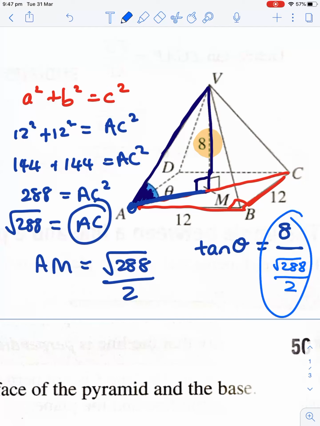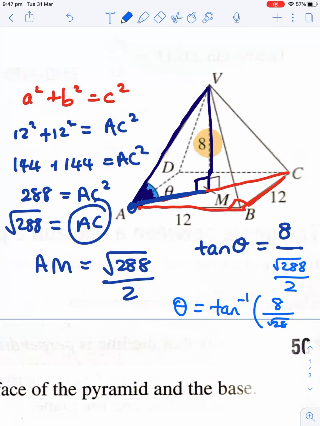We can put that into our calculator. Sorry, we'll leave it like that for now. It's a little bit messy having a fraction within a fraction, but it's still okay. And now to get theta by itself, we have to do inverse tan. So tan minus 1. And inside we're going to put this lovely fraction in a fraction. And we get our answer.